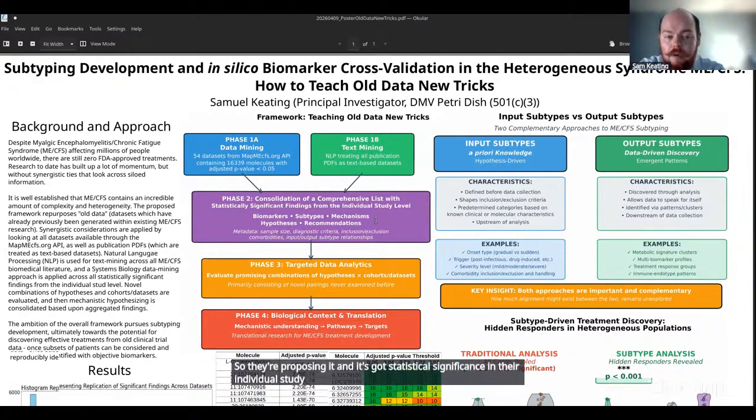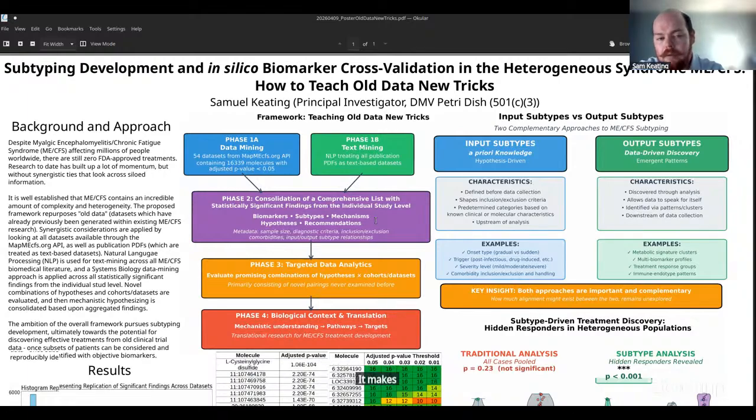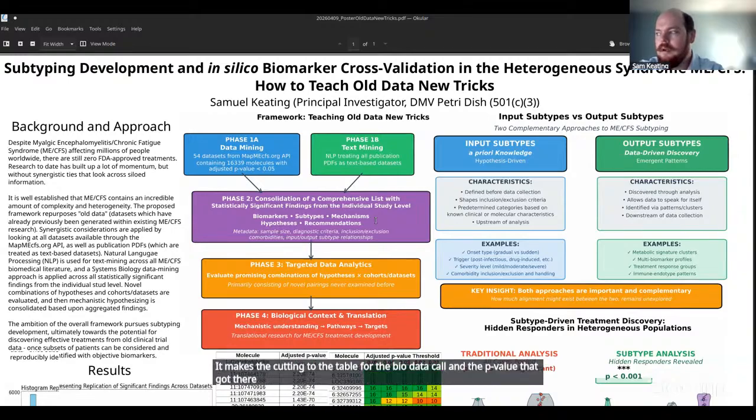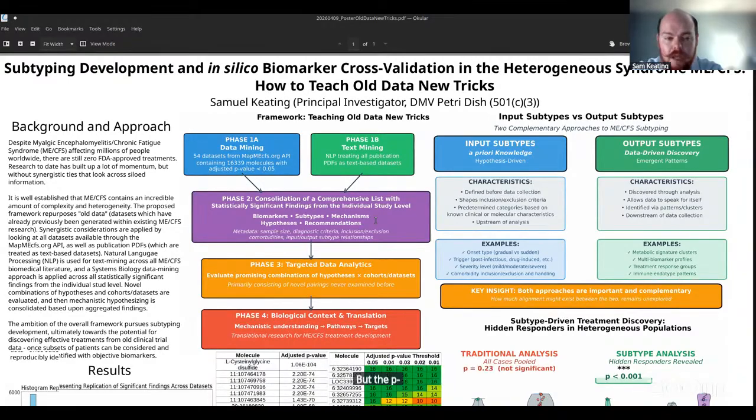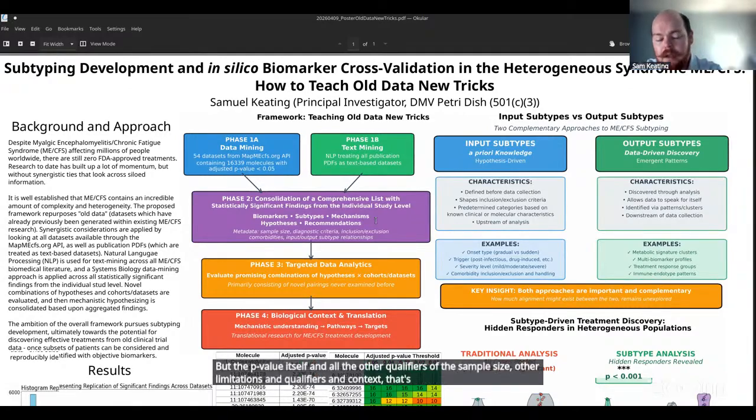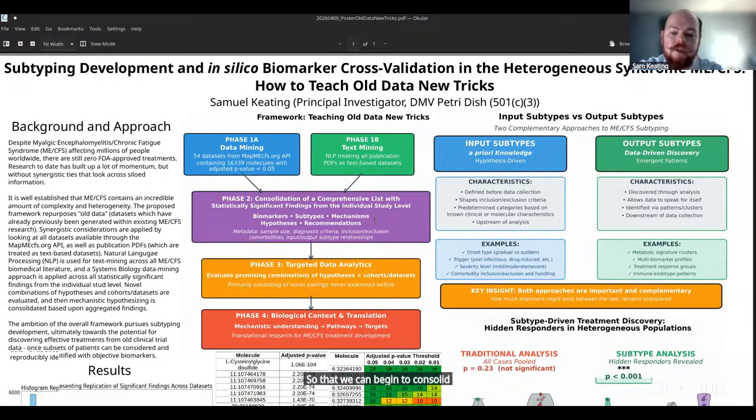On the individual study level, it makes the cut into the table for the biodata column and the p-value that got it there. But the p-value itself and all the other qualifiers of the sample size, other limitations and qualifiers and context, that's all going to be populated into the human readable table as well, so that we can begin to consolidate with the transparency mapped out what is actually going on. What is the dialogue? What's the conversation? What's in the mix?